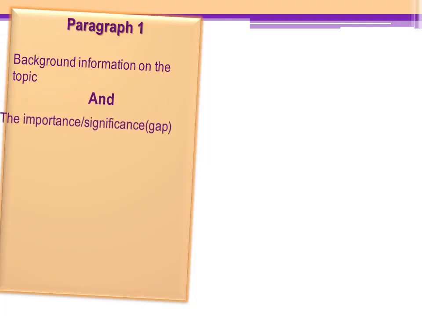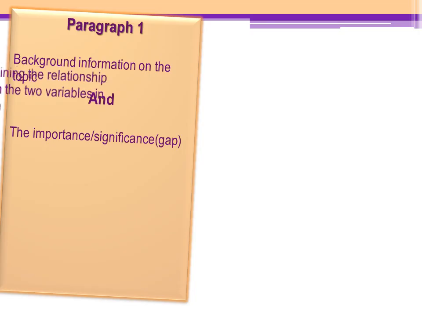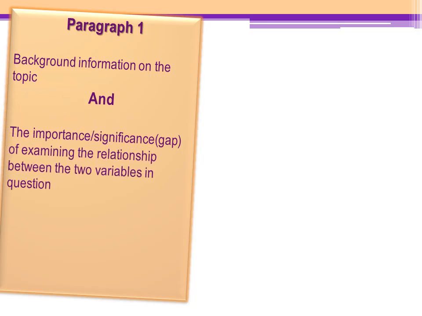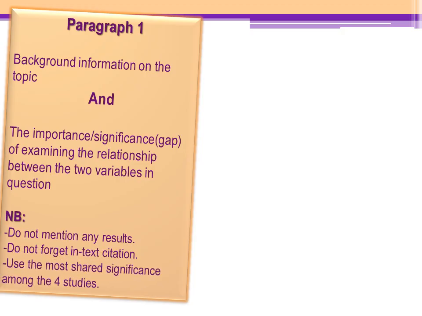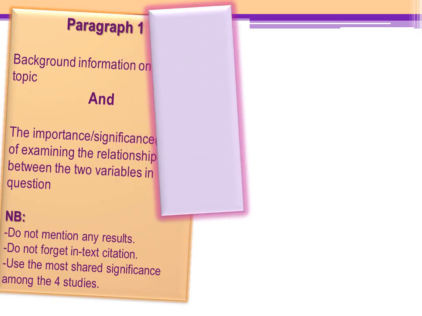Paragraph 1 includes background information on the topic you're going to discuss, along with the importance, significance, gap of examining the relationship between the 2 variables in question. Remember that you should not mention any results, you should not forget in-text citation, and you should use the most shared significance among the 4 studies.